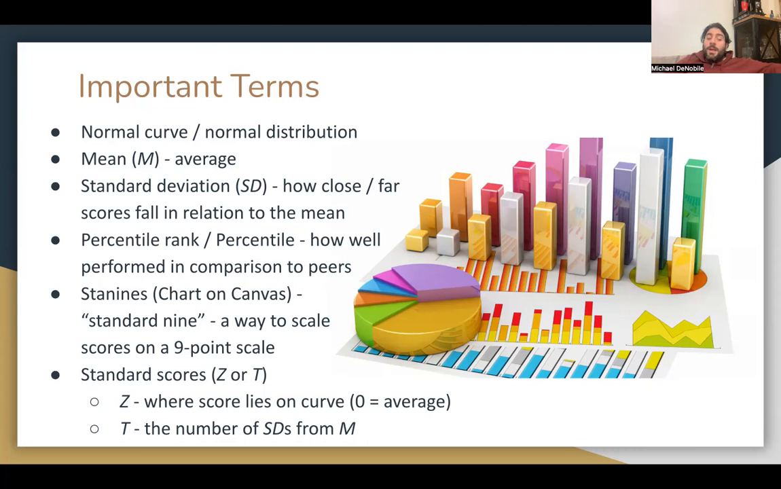The T-score is the number of standard deviations from the mean. So let's say you do a T-test and it's got a 1.28 T-score. It means it's 1.28 standard deviations from the mean score. That's all that it means.